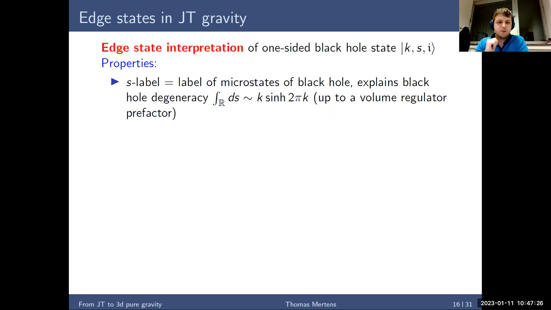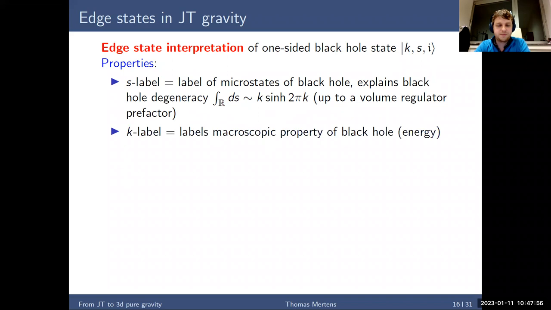And the first, the S label itself, is labeling the microstates of a black hole. And in particular, it explains the black hole degeneracy in the sense that if you sum over all of these S labels, so if you just count how many there are, you need to interpret correctly how you do this because it's a continuous number, but up to a volume regulator again, this is precisely reproducing the K sinh 2 pi K factor, the degeneracy that we had of our black hole.